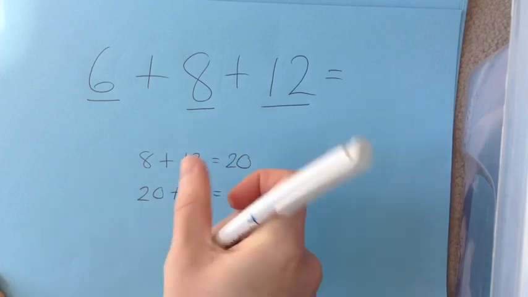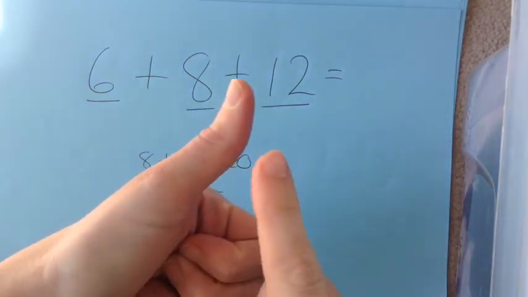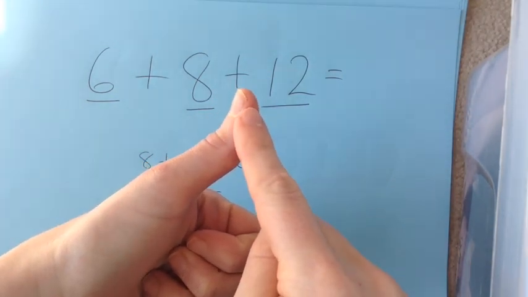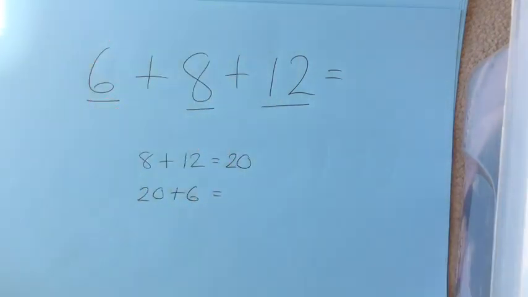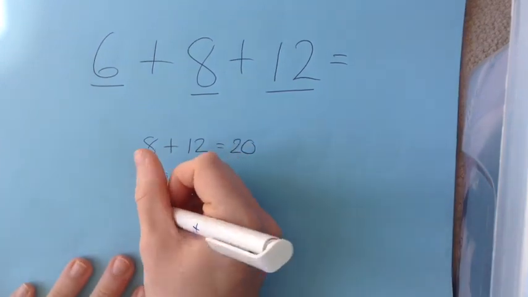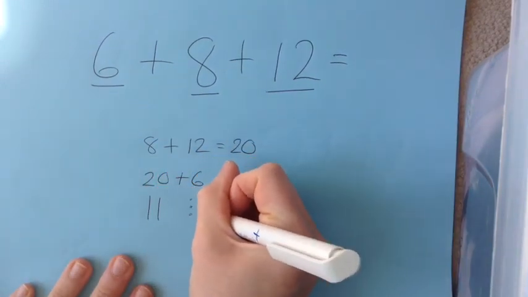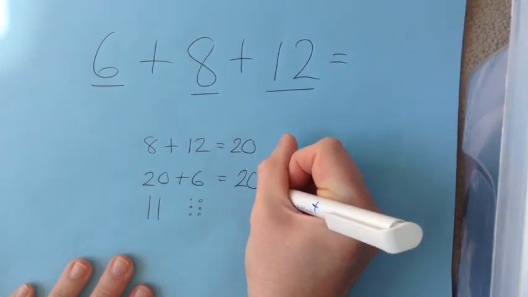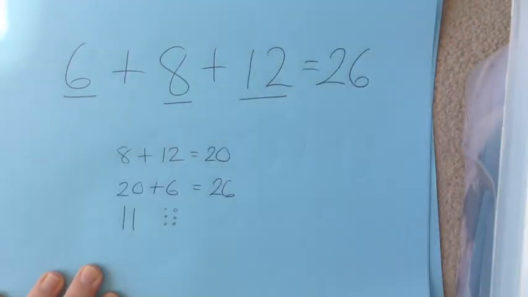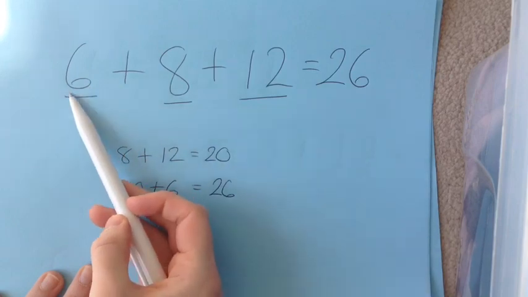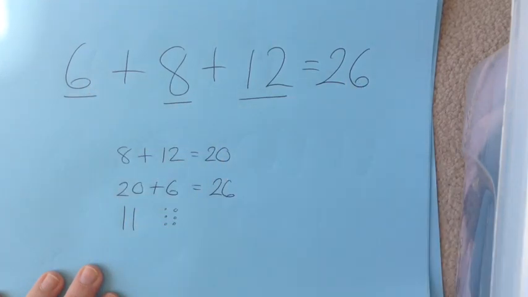So 20 add 6. Now you might want to count on from 20, so 21, 22, 23, 24, 25, 26. You can count that way. Or you might want to draw your Dienes. I know some people feel really confident using this. Or you might want to use your hundred square, and I need to make sure I write my answer here as well. So I know that 6 add 8 add 12 is 26.